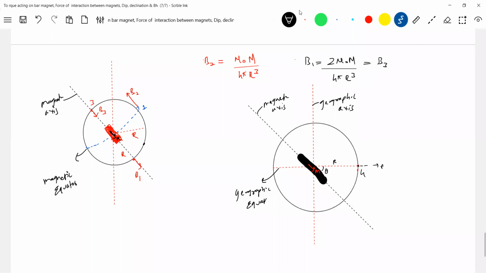So B parallel will be like this, and B perpendicular will be like this. So B4 will come somewhere here, and this is the angle phi you would write. So what is the value of B parallel in terms of M? Go back to the dipole moment, and you can work out.